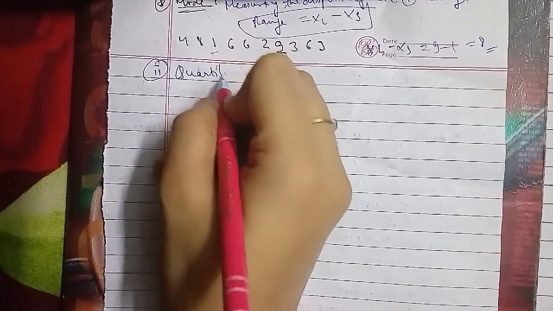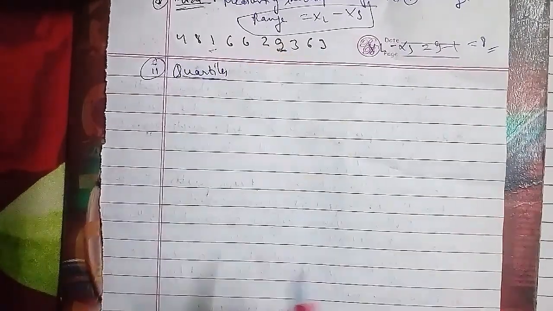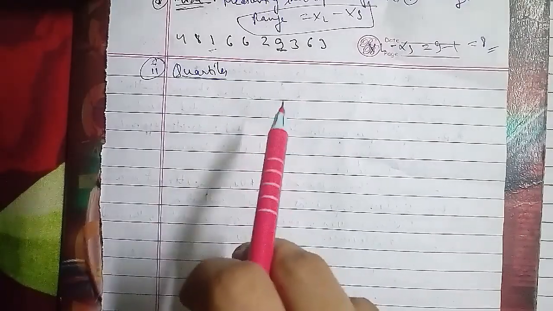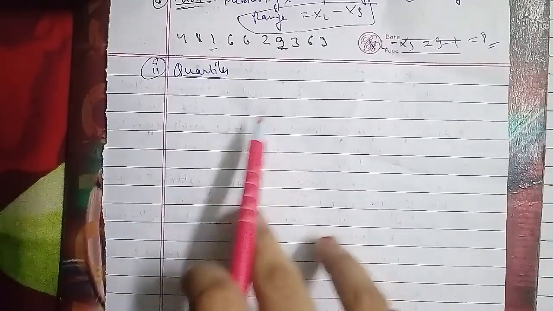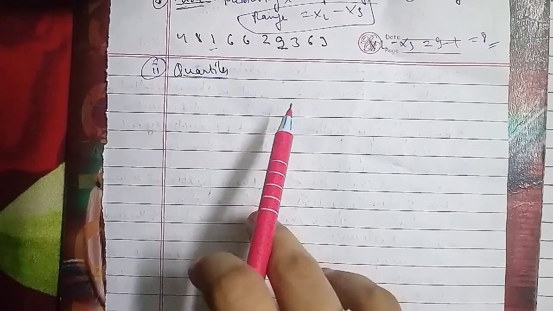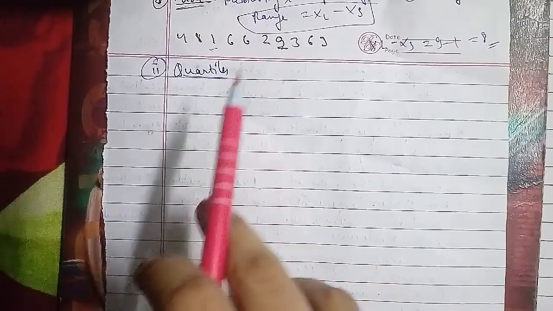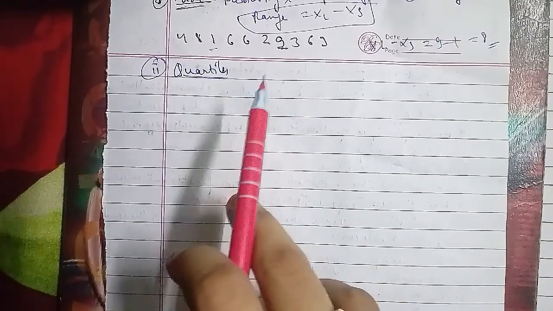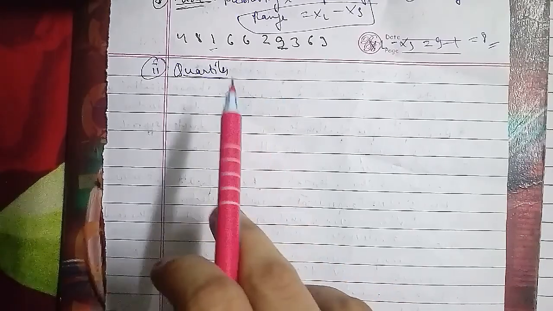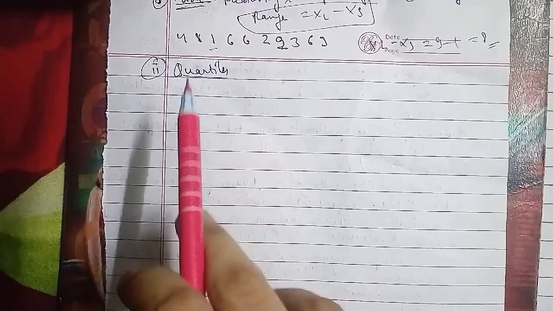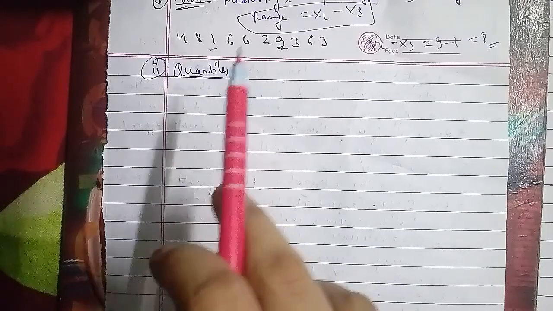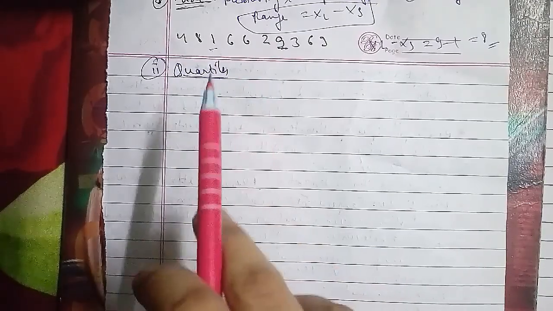The distance between the first and the third quartile is a simple measure of spread that gives the range covered by the middle half of the data, and this is called the interquartile range, defined here and named IQR, which equals Q3 minus Q1. So this is your interquartile range here.